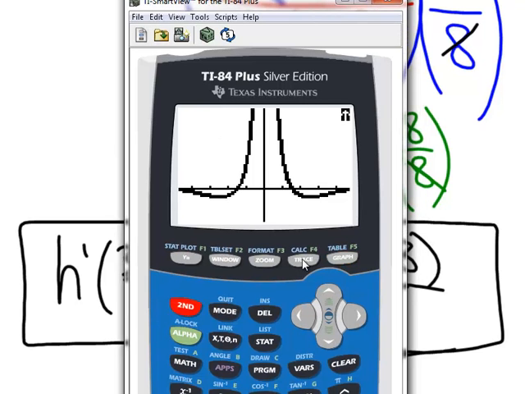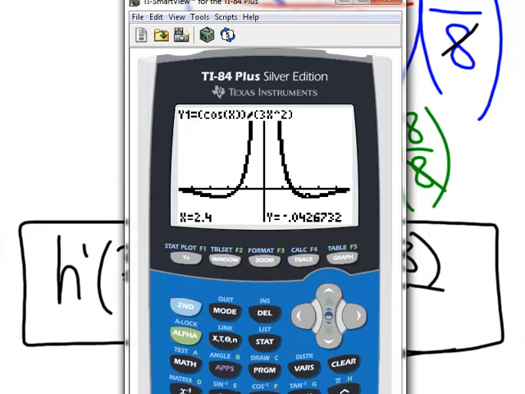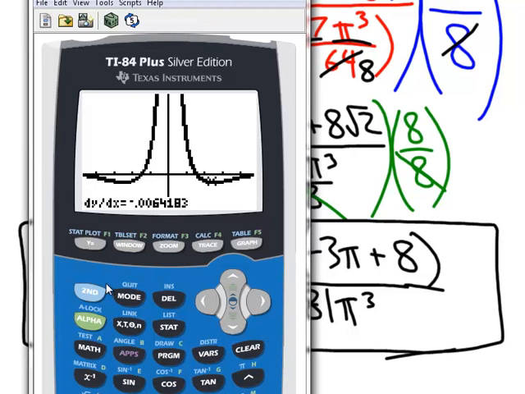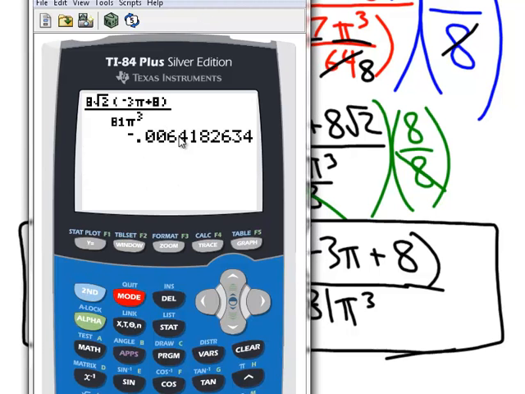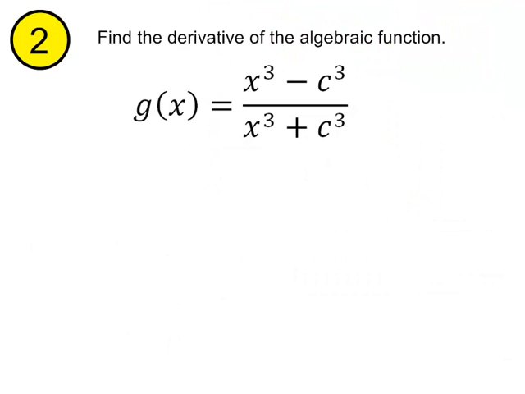And when I go to second, calc, and then option number 6, I press the 6 button. And we wanted to evaluate at 3 pi over 4. I breathe a sigh of relief because that's the same number we had a moment ago. Negative 0.0064183, negative 0.0064183. So let's call this one done. All right, let's look at the second one.